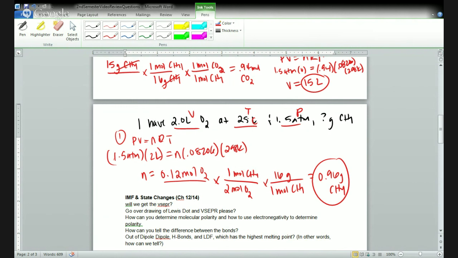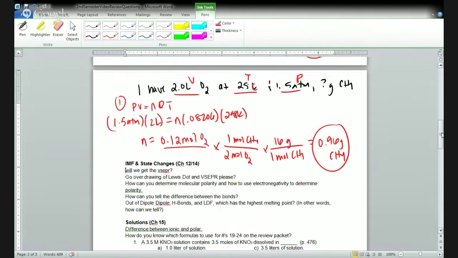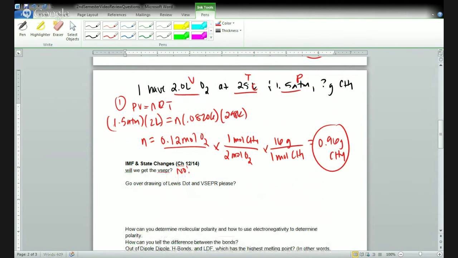So will you get the VSEPR chart? Nope. No VSEPR chart for you guys. You do not get a VSEPR chart. So that is definitely something that you want to put on your cheat sheet. And remember, it must be handwritten. So you do have to handwrite that VSEPR chart in, but you guys can probably condense it down to a lot smaller chart than what I've done anyways. So you do not get this. You must write it yourself. So no VSEPR for you. No. All right, can you go over the drawing of Lewis dot to VSEPR?